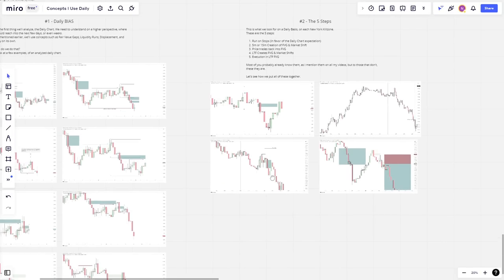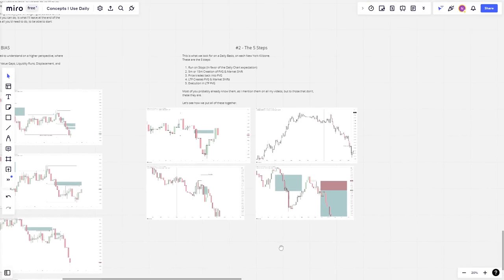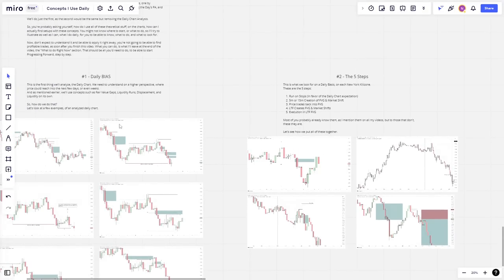And now we need to talk about trades, right? This is basically it. This is exactly what I do. I look at the daily bias. What do I think about the daily bias? What do I think could happen today or through the entire week? And then I just look for the five steps in that direction.